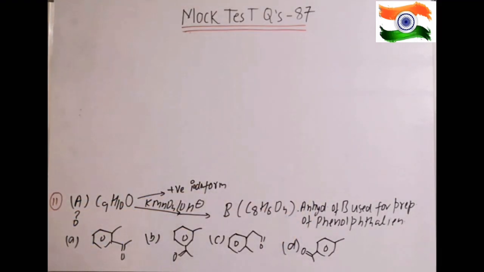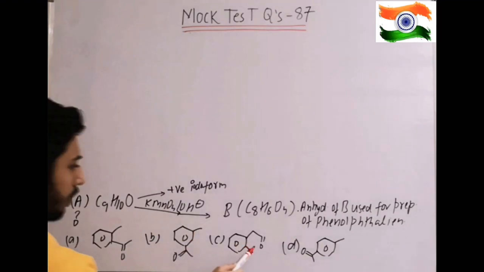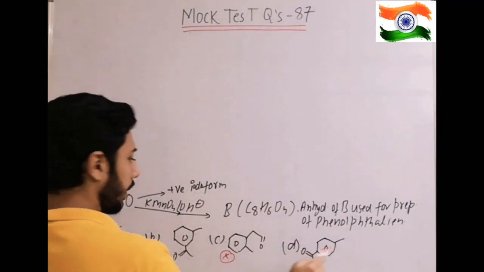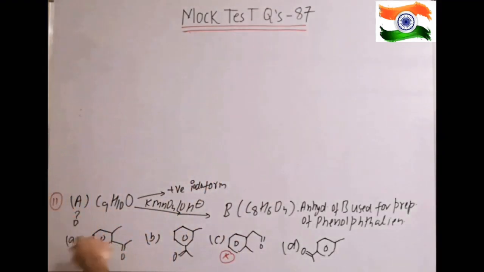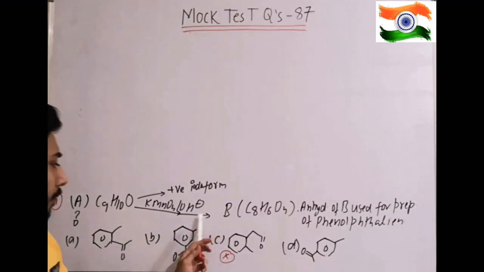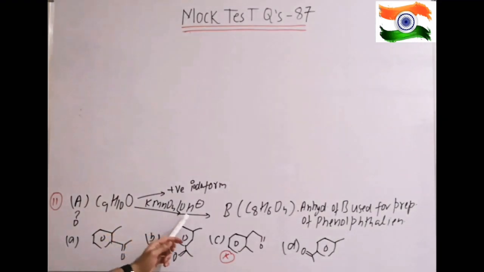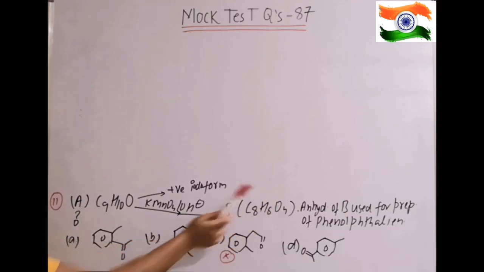Now the first information is that the iodoform test is given, which means it should be a methyl ketone. The first one will give yes, the second one yes, the third one will not give any iodoform test, the fourth one yes. That means among these we have to find A, B and D. That's why we should use the information that after oxidation it gives B. You can see here, the first one with KMnO4, OH minus undergoes formation of C8H6O4.